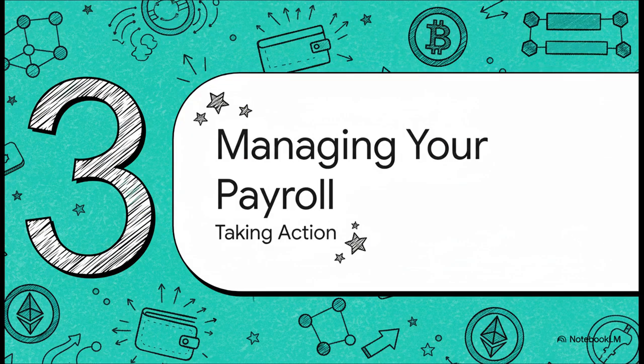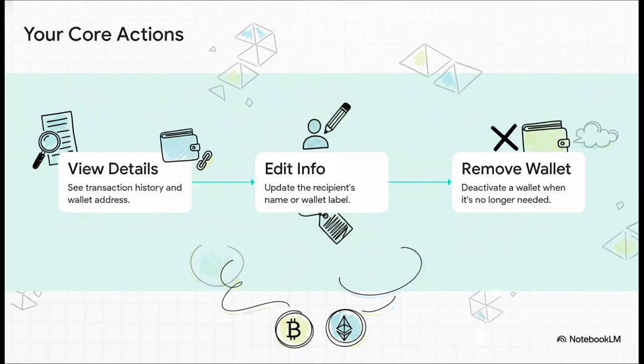Okay, so it's great that you can see all this info, but what can you actually do with it? Let's talk about the actions you can take right from this dashboard. See those 3 little icons on the bottom right of each card? Those are your main tools. The eye icon? That lets you view details, see the full transaction history. The pencil is for edit, so you can update a name or something. And the trash can is to remove the wallet. Pretty straightforward, like if an employee moves on from the company.